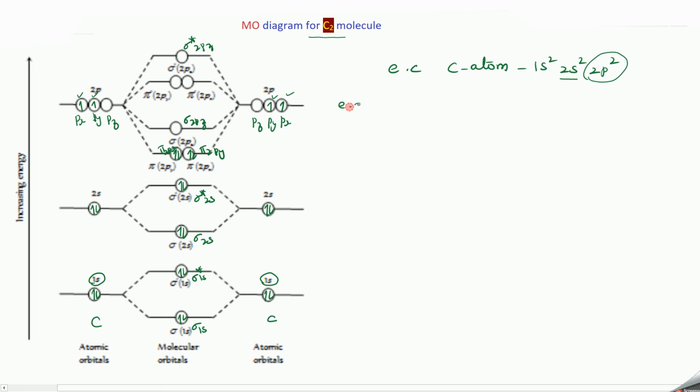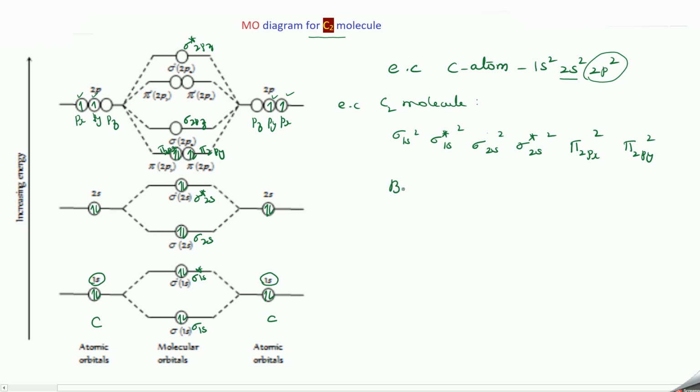Now you write the electronic configuration for the carbon molecule. Starting from here, sigma 1s2, then sigma star 1s2, then sigma 2s2, then sigma star 2s2, and then you have pi 2px2 and then pi 2py2. So this is the electronic configuration for the carbon molecule.